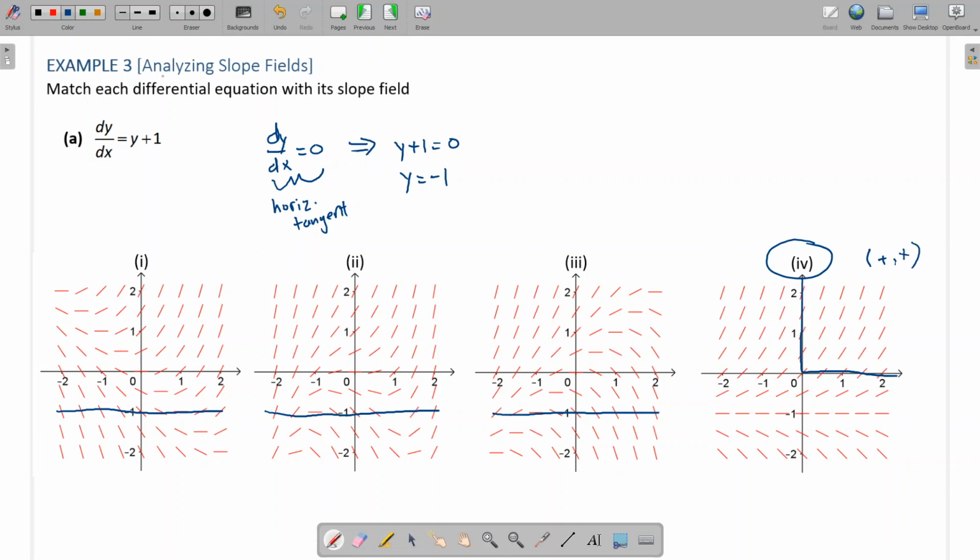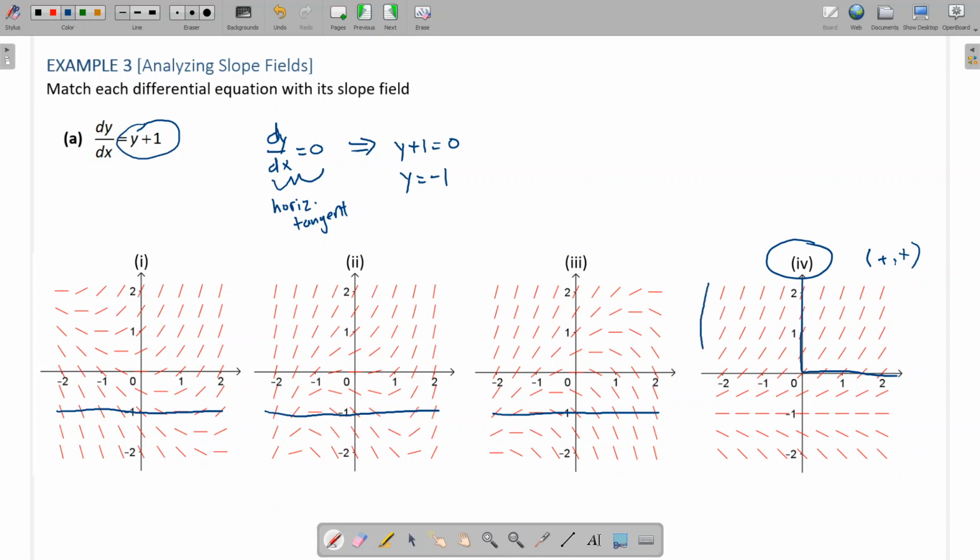So if we go back to the differential equation, if both x and y are positive, well, there is no x here, so it doesn't matter, but y is always positive, we're adding 1 to it, which means all of the slopes, all of the tangents should be positive slopes. And you can see all of them are positive here.